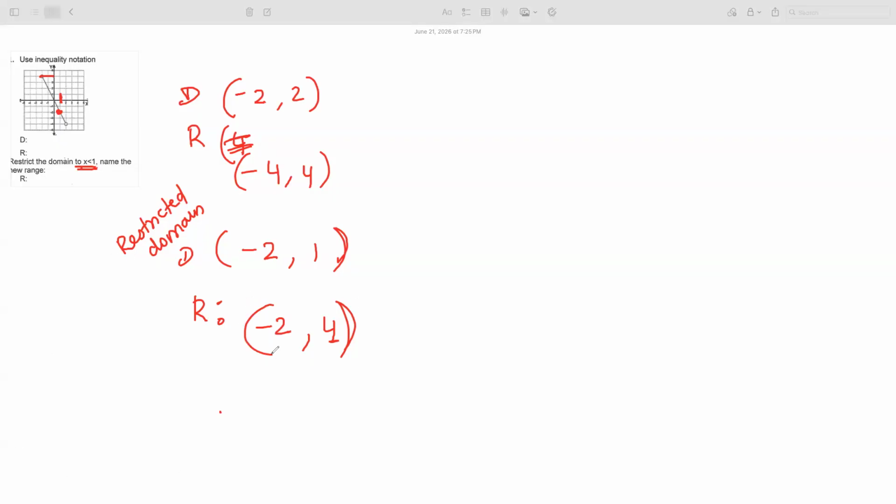Can we do it this way? 1 is not included, that's true. So the y value is also not included, -2 to 4. Thank you for the catch. Very nice. Can I move on?